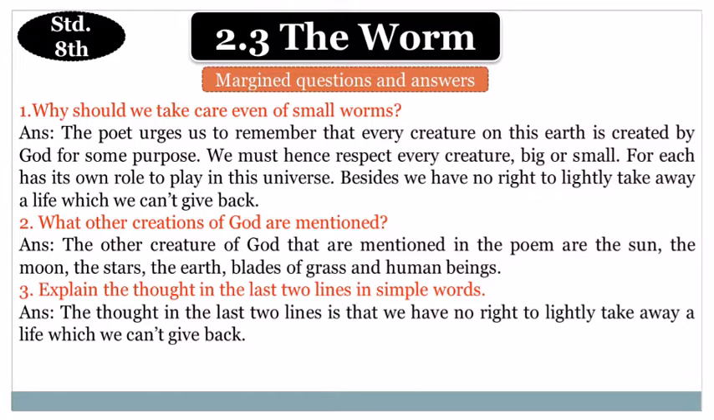Number 3. Explain the thought in the last two lines in simple words. Answer: The thought in the last two lines is that we have no right to lightly take away a life which we can't give back.